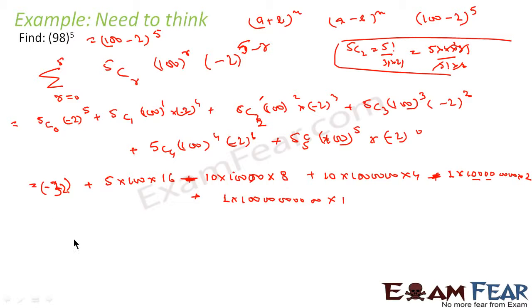So you got this. If you solve this, what you get is 9039207968. This is the answer. So what we have done is converted 98 to the power 5 into 100 minus 2 to the power 5. We have applied the binomial theorem and expanded this to get the answer.